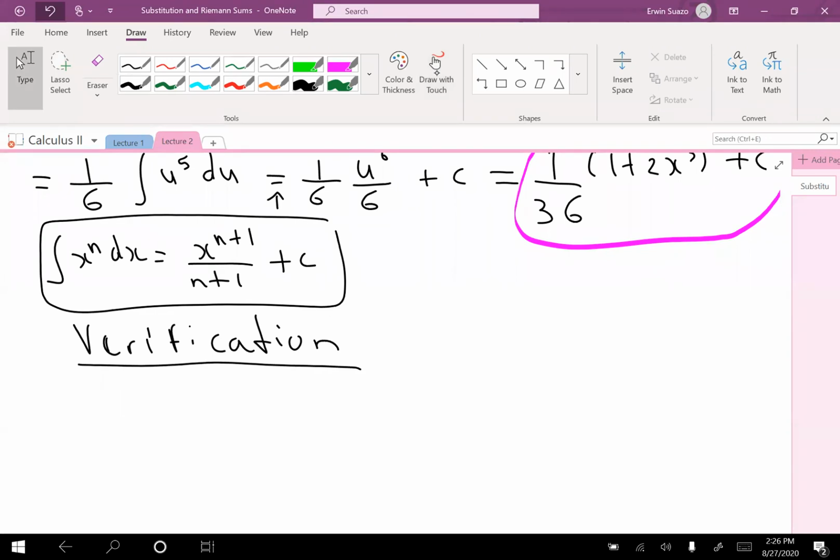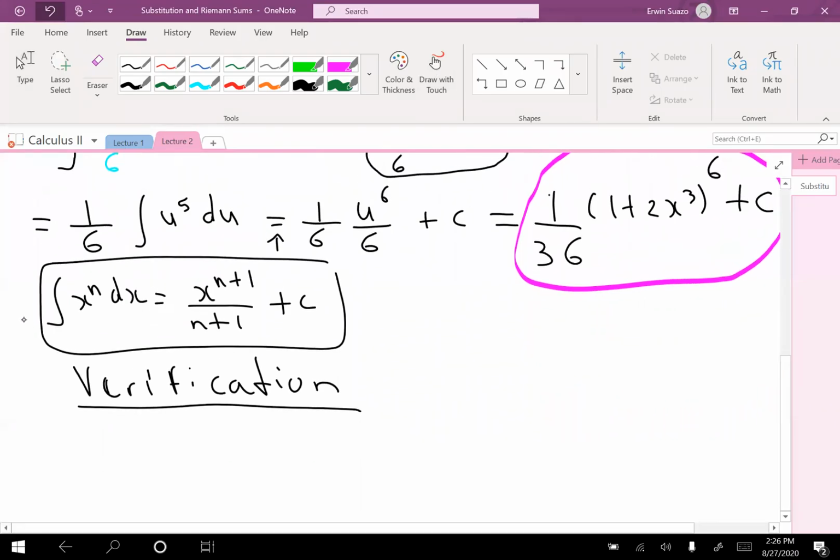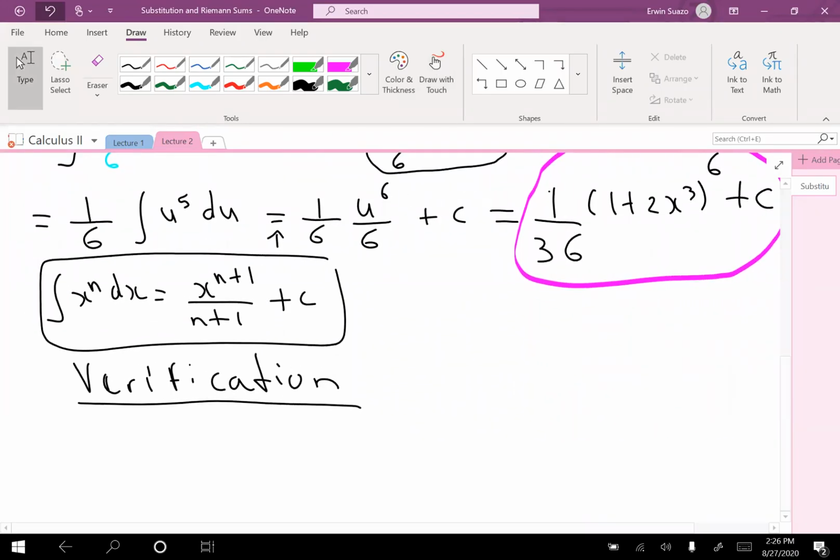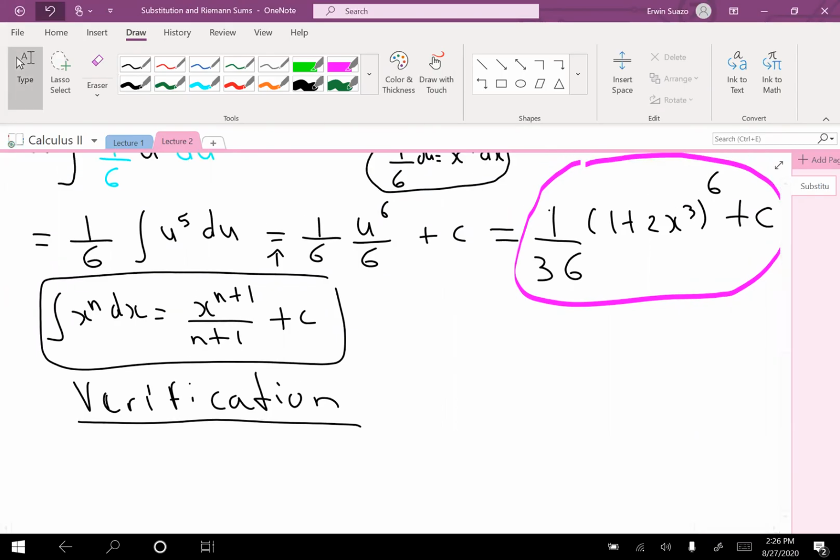So we need to find the derivative of 1 over 36 times (1 plus 2x cubed) to the 6, plus C. The derivative of this guy.